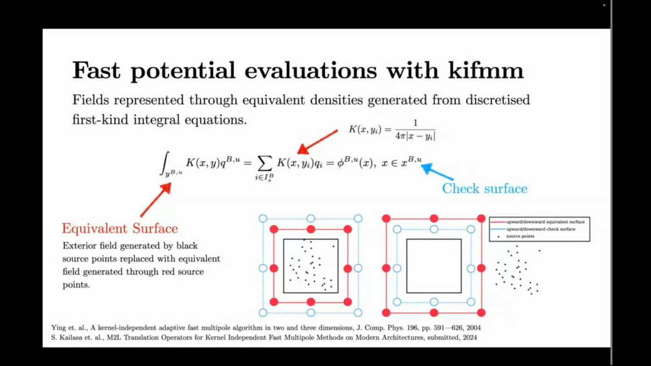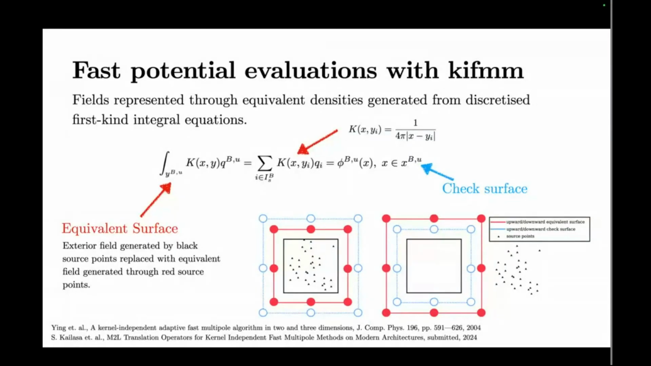Okay. The last big part is KIFMM, the kernel independent FMM method. Now this is huge, and in 2 or 3 minutes I can't really go into the details of this. Our FMM is based on the work by Lexing Ying on the kernel independent fast multipole algorithm in 2 and 3 dimensions. It's a very classical, wonderful paper. And our paper on our Rust implementation, led by Sri Kailasa, is currently submitted and in review.